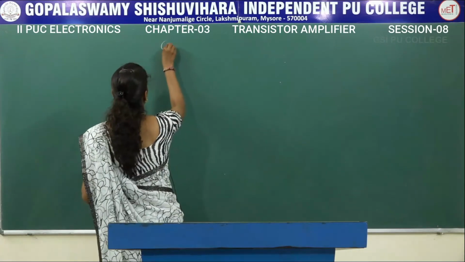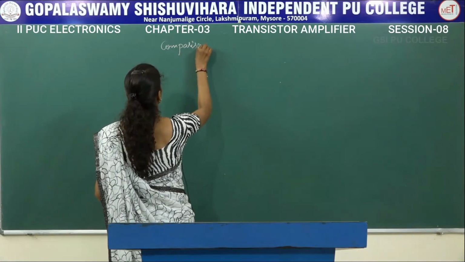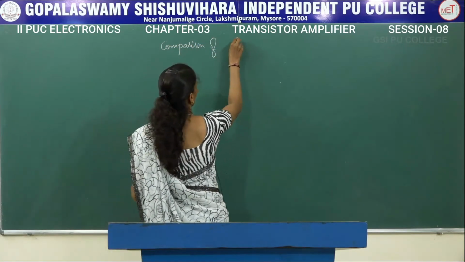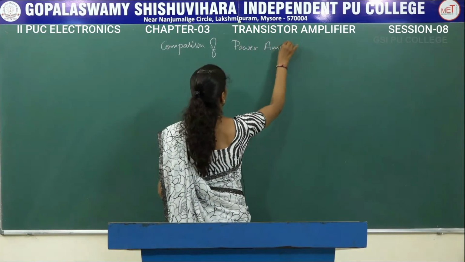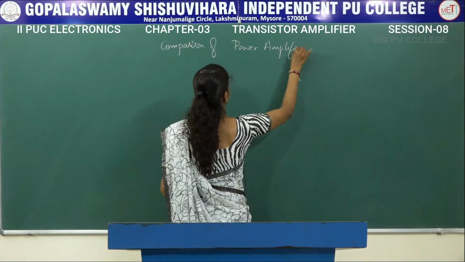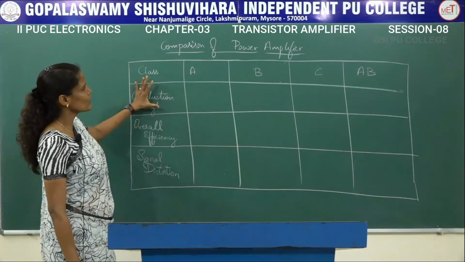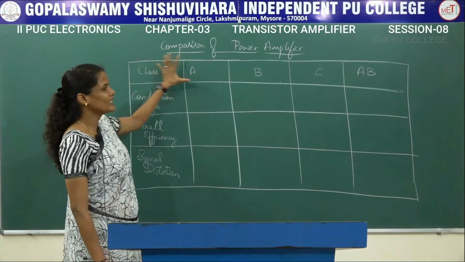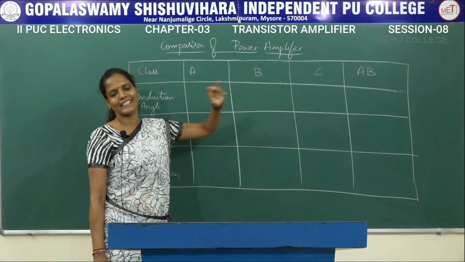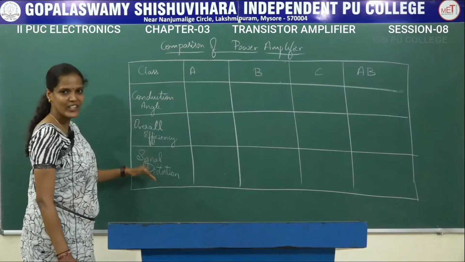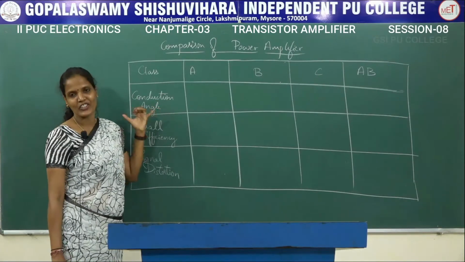So, comparison of power amplifiers. This is the table which I am going to use in order to compare all the 4 types of classes, that is class A, class B, class C and class AB, for these 3 different parameters. The very first parameter is conduction angle.